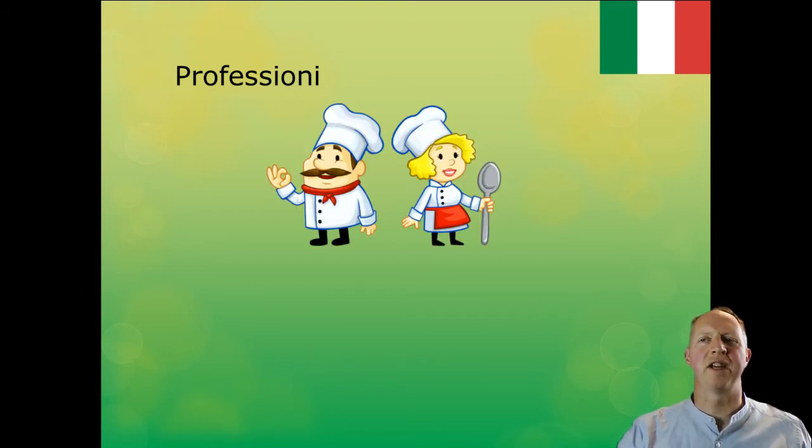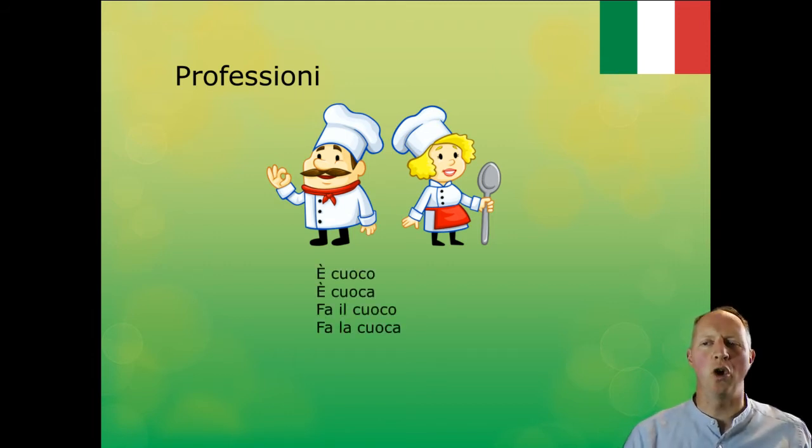However, if I want to say he is a cook or she is a cook, I use different male and female forms. So è cuoco, he is a cook, but as often happens in Italian, words ending with an O have a female form ending in A: è cuoca. He works as a cook, fa il cuoco, she works as a cook, fa la cuoca.